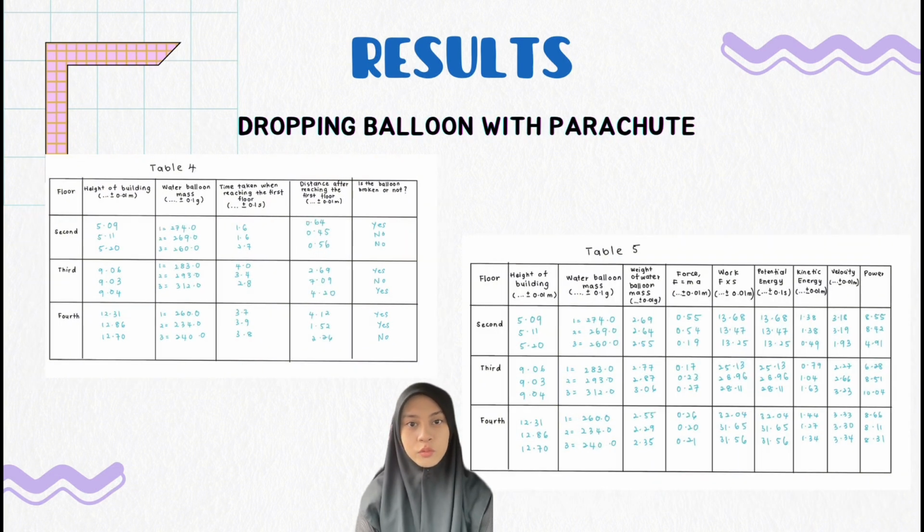And the results of dropping the balloon with a parachute. When the balloon was dropped with a parachute, it fell more slowly. The time taken to reach the ground increased because air resistance acted on the parachute. The velocity and kinetic energy were lower, which reduced the impact force. The balloon did not break or had less damage, showing better protection.